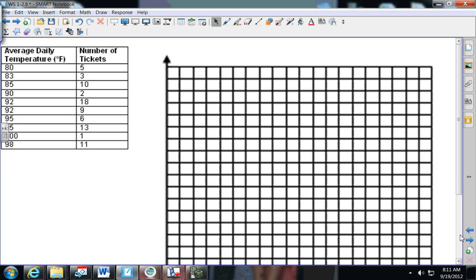Now let's look at the last one. It says the daily average temperature and the number of tickets. Think about this. Say it was the temperature outside and the number of tickets to the museum. Do they have anything to do with each other? No. What do you think will probably happen? What kind of correlation? No correlation. We're going to take a minute. We're going to graph this and see if it goes with our prediction.